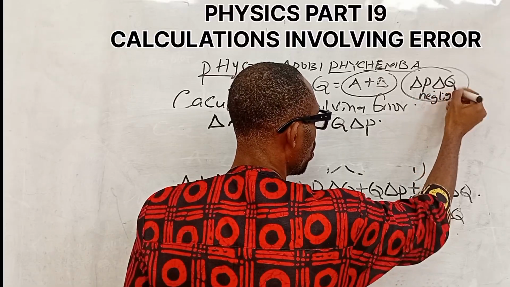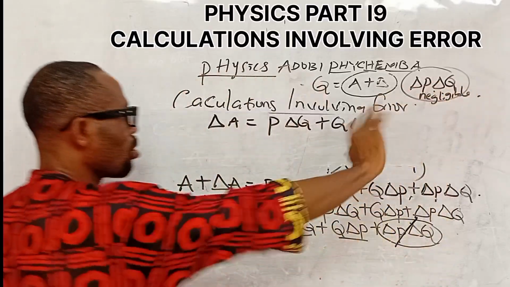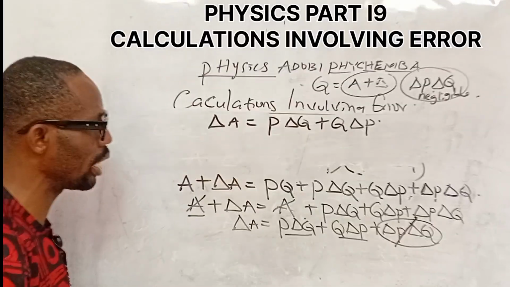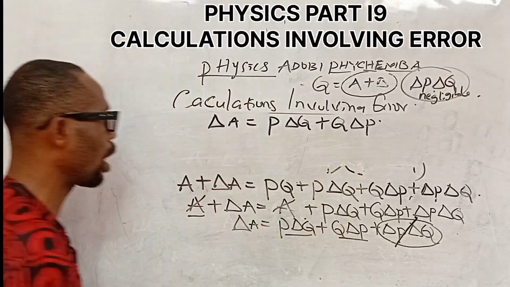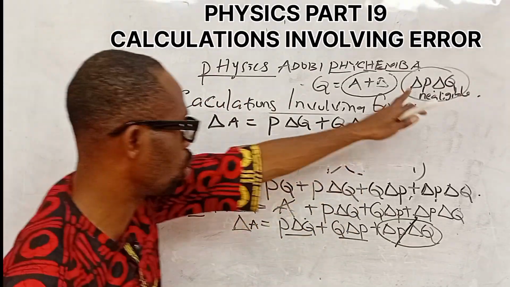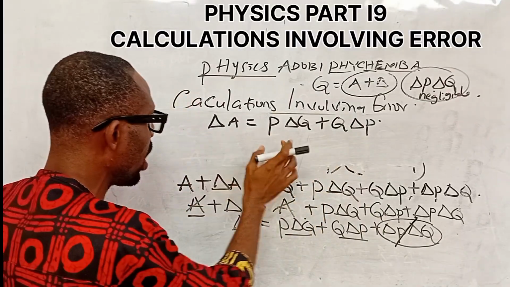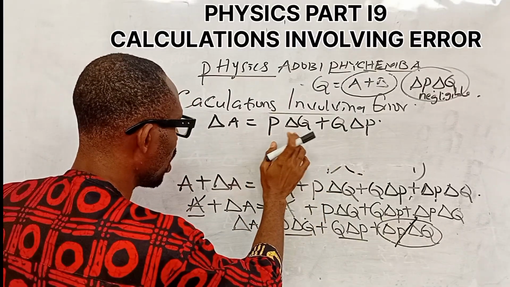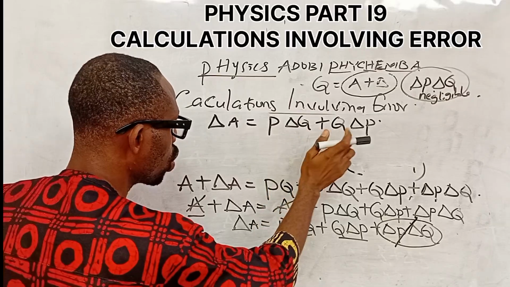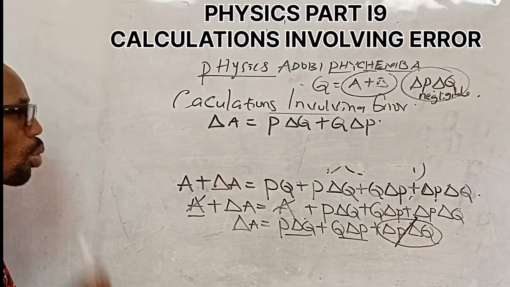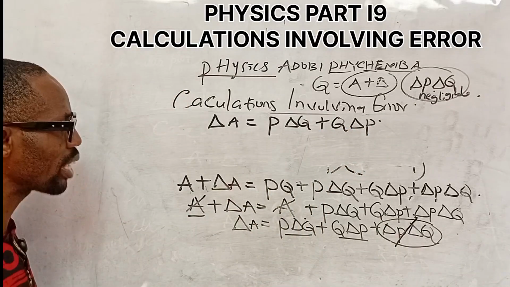Negligible. Meaning it is very insignificant. But these two will be greater to observe compared to that. Do you understand what I'm saying now? So with this, we get the change in A: P change in Q plus Q change in P. That's what we are going to get. Let's take for example now.